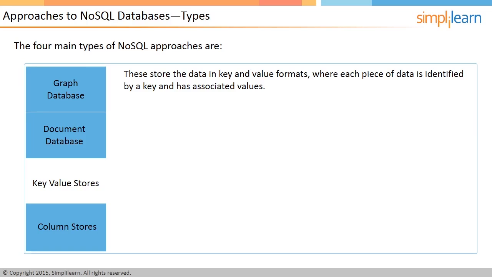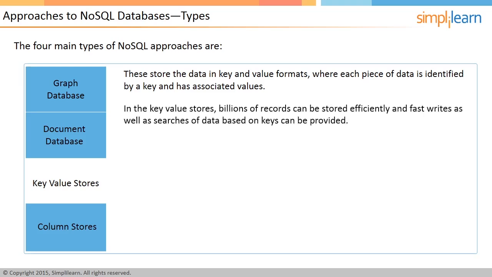Third is the key-value stores. These store the data in key and value formats, where each piece of data is identified by a key and has associated values. In the key-value stores, you can store billions of records efficiently and provide fast writes as well as searches of data based on keys.